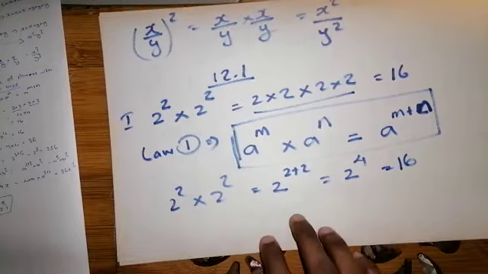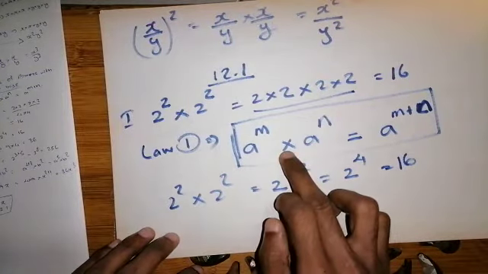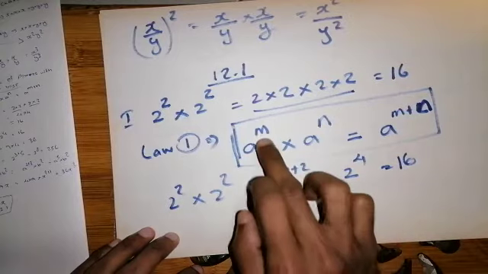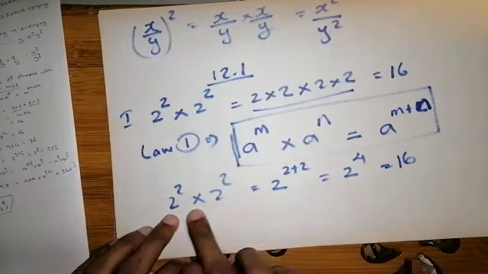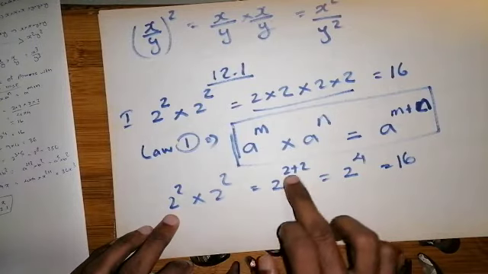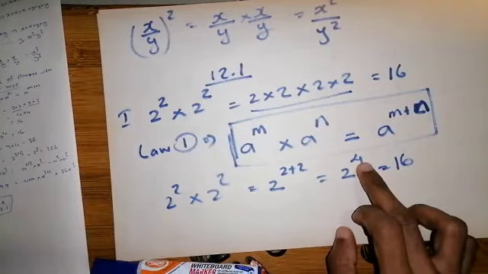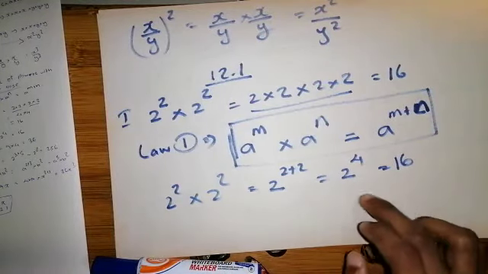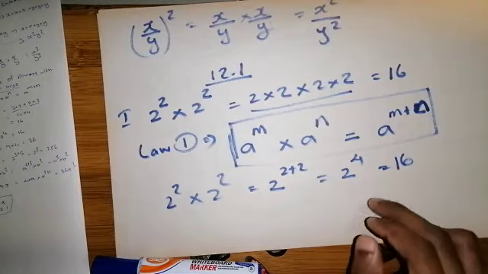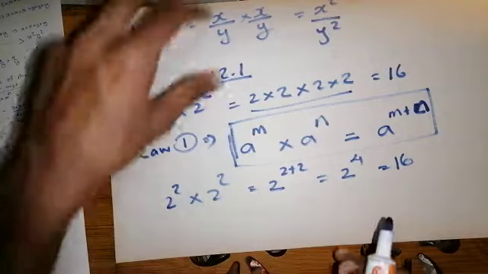So how do we apply the law? With the same base multiplication, you should always add the index. So with the same base 2 multiplication, we can add the index. That gives power 4. So what is the value of 2 to the power 4? That is 4 times 2, so 16.